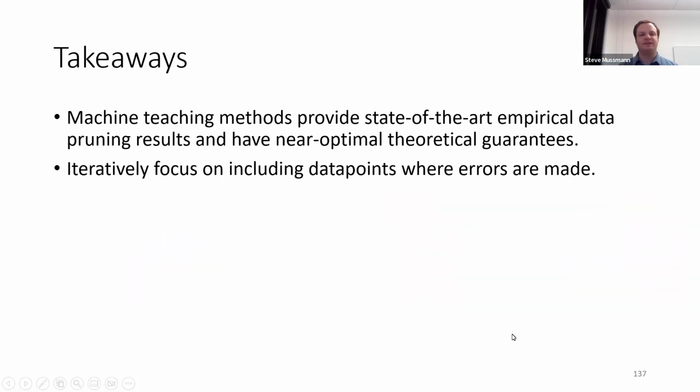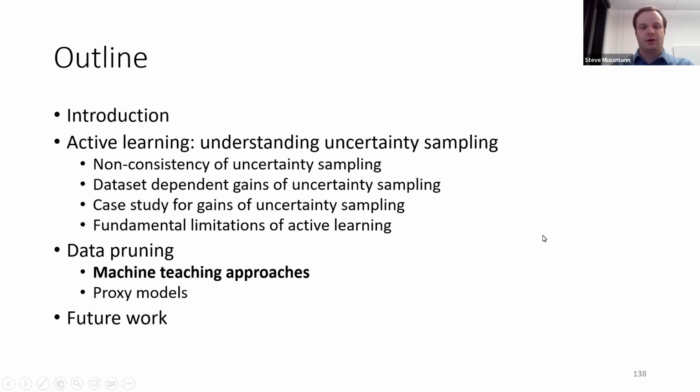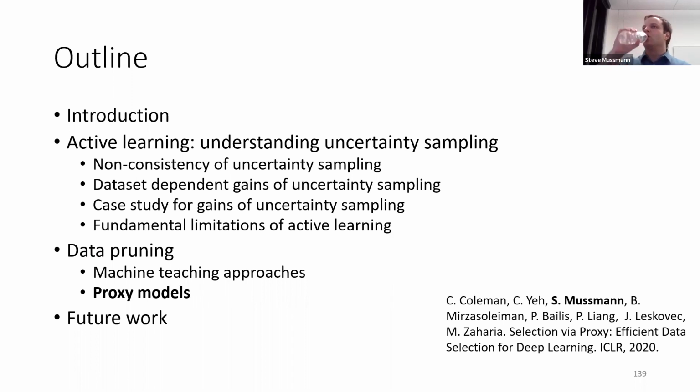So the takeaways here are that machine teaching methods provide state-of-the-art empirical data pruning results and have near optimal theoretical guarantees. And the key insight for algorithm development is iteratively focusing on including data points where errors are made. So that's all I wanted to say about the machine teaching approaches. Next, I want to talk about proxy models. This section will be pretty short, and then I might skip ahead through future work and then we can get some questions at the end.